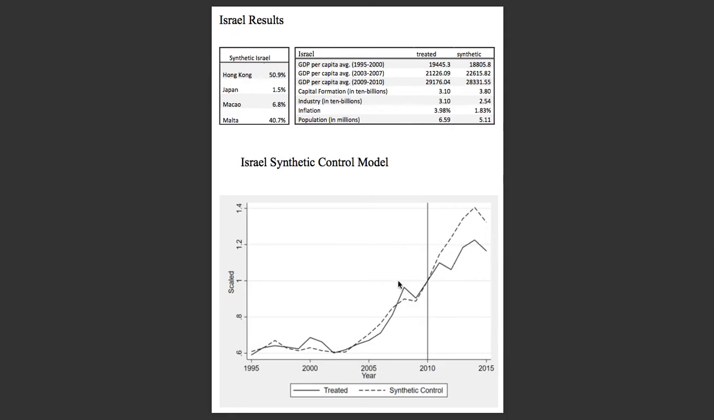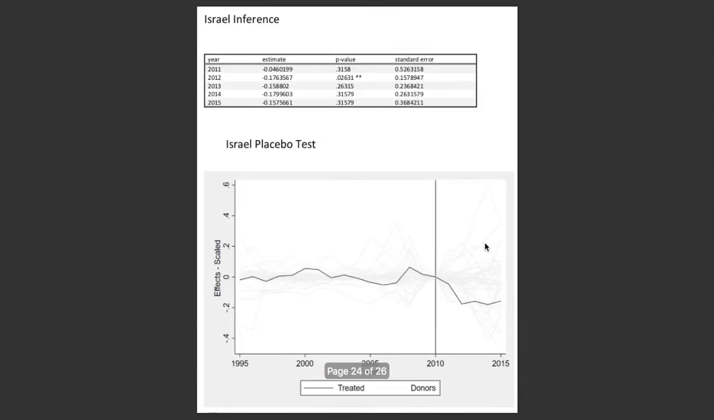For Israel, it's kind of a similar story. The trend is captured pretty well, and then after the treatment, it diverges, and it looks like it starts to follow the same trend, but underneath it, kind of parallel. And what I see is that in 2012, we had a significant impact, about 17% less.